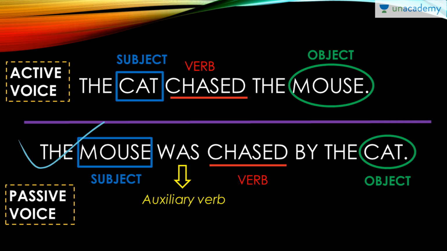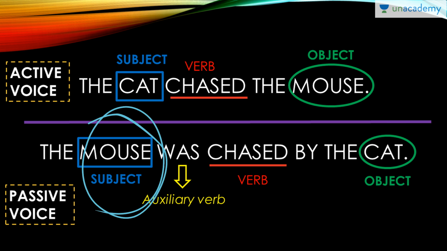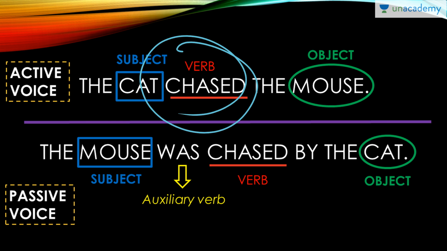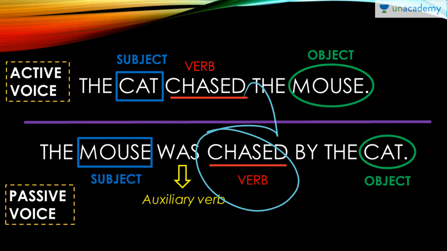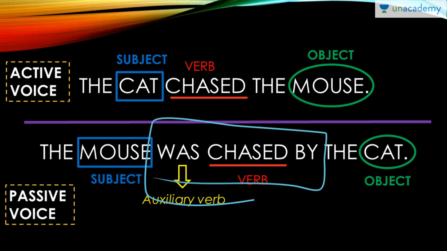Now that goes with the first sentence. Now the second sentence, the mouse was chased by the cat. By what? The cat, making cat the object here. And what was chased by the cat? The mouse, subject. Now chase, the main verb in the first sentence, comes down similarly, but there is a new addition to this. Was chased by. Now what is was? Where did was come from?